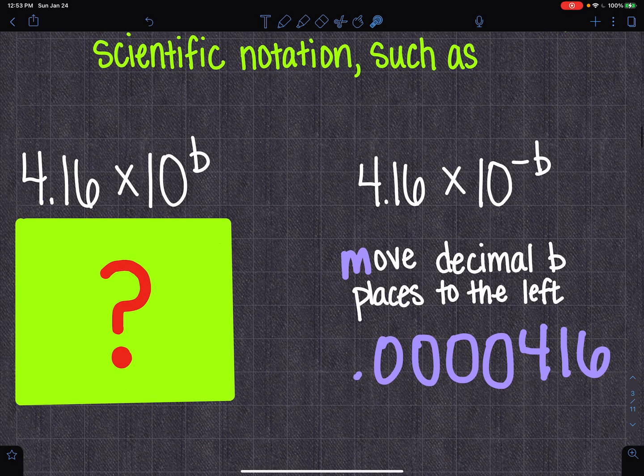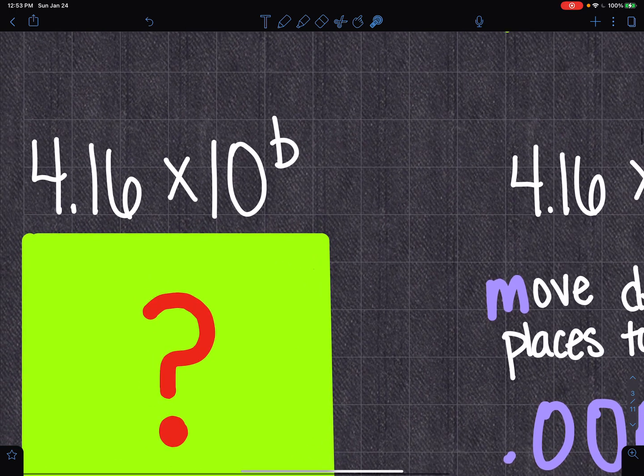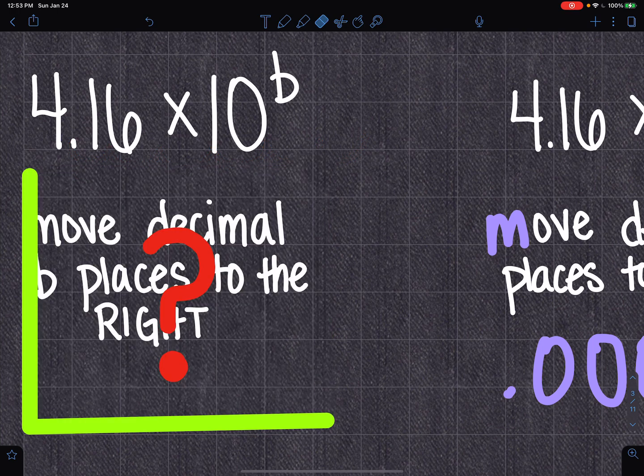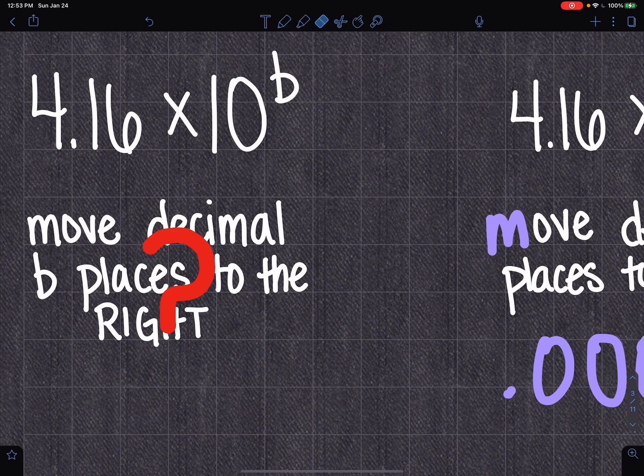Let's do this one then. 4.16 times 10 to the b. So b is the indicator telling you how many places you move the decimal, this time to the right, because it's a positive number. So in this situation, let's erase this. There we go. Oh, well, I tried. You move the decimal b places to the right.